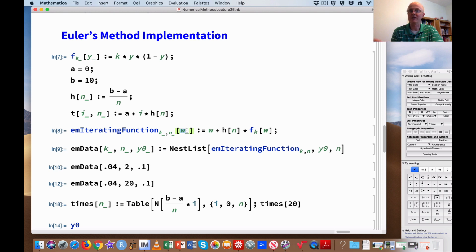W is going to represent W0, then W1, then W2, etc. This is the right-hand side of the recursive equation for Euler's method without subscripts. Okay, think about the recursive equation. It's W sub i plus 1 equals W sub i. This is like the W sub i without a subscript. Plus h, this is the h, it depends on n, that's why I need the n in there as well, times f of W. Okay, and the k just allows me to change the k. So this is a function that I want to iterate that is going to implement Euler's method. It's representing the recursive equation without subscripts.